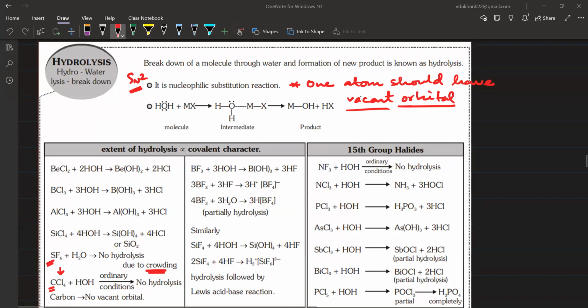Sir, should we write all the reactions? अभी रुक जाइए आप. You will take a screenshot of this, ठीक है, बाद में लिखिएगा.